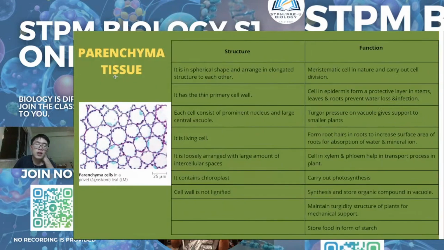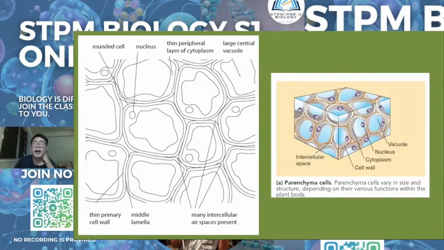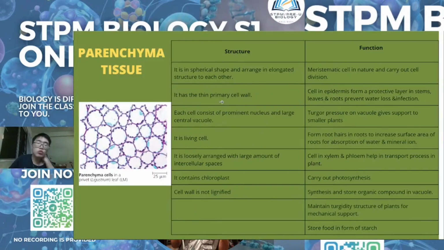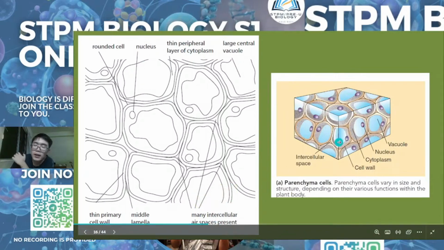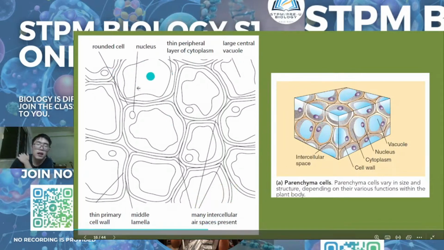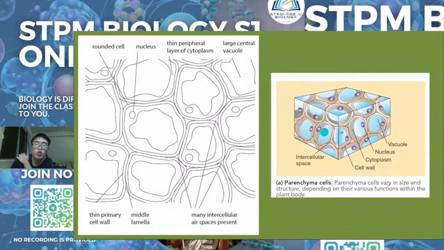So actually I don't need to see this. You see this. Normally if the examination wants you to draw the parenchyma tissue, you should draw it like this, like this or like this. Okay, so if you see here, what do you observe in this structure? You see this is a 3D shape. You just draw in 2D only, don't need to draw the 3D one.